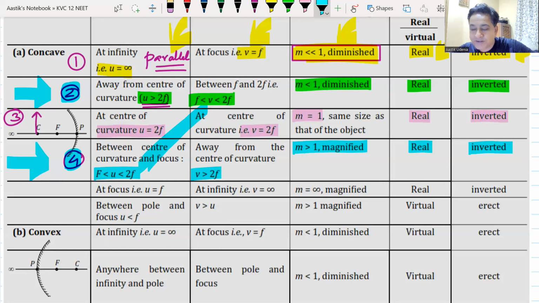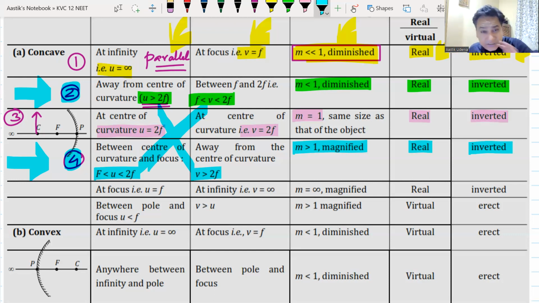In case number 2, where the image was, now we have kept the object here. And similarly, in case number 2, where the object was, we are getting the image there. So these two points have interchanged. Do you see this? Yes, sir. So in a way, they are opposite of each other. When you place the object beyond center of curvature, image is between C and F. When you place the object between C and F, the image is beyond center of curvature. Do we understand this? Yes, sir.